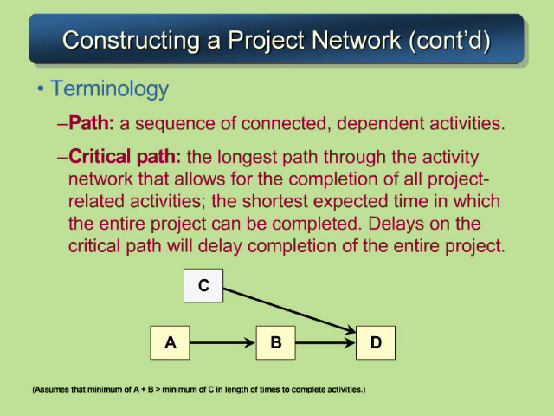Some additional terminology. We use the word path to define a sequence of connected and dependent activities. And then we define the critical path, which I've used a few times already in class, but here's the official definition. It's the longest path through the activity network that allows for the completion of all project-related activities. It's also the shortest expected time in which the entire project can be completed. Also, we call that the early finish time. Delays in any activity on the critical path will delay the entire project.